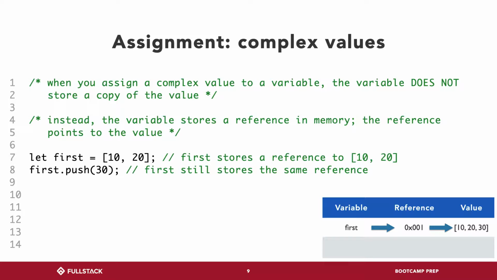So if I do first.push, first still stores the same reference. It's still storing this, but .push pushes into this value, okay? So console.log first, you get 10, 20, 30. That's what we mean by mutation, okay? The value is changed, but the reference remains the same. Everyone good so far?